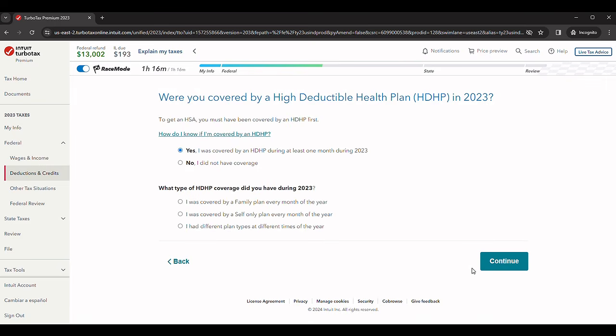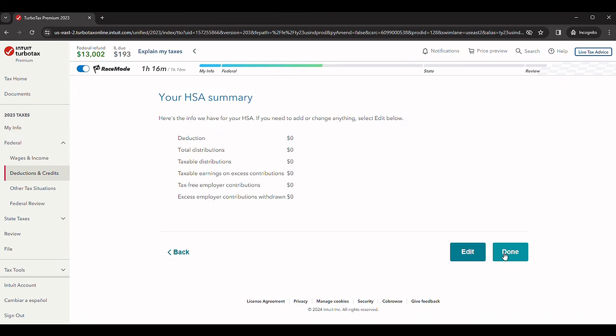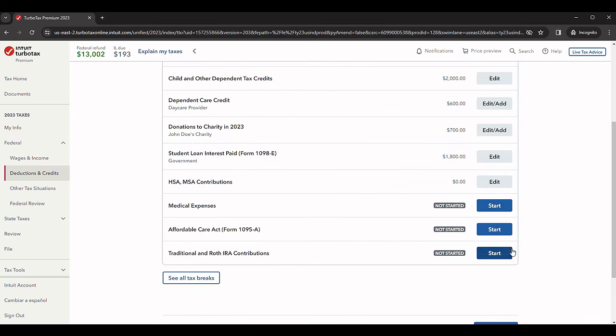Yes. But it's not going to matter. Just answer these questions to the best of your knowledge. No, we did not overfund your HSA. If you overfund your HSA, that's an issue, and you've got to rectify that. So here it's not showing up as a deduction because we're just assuming that you input it through your W-2. But we're going to be done here.